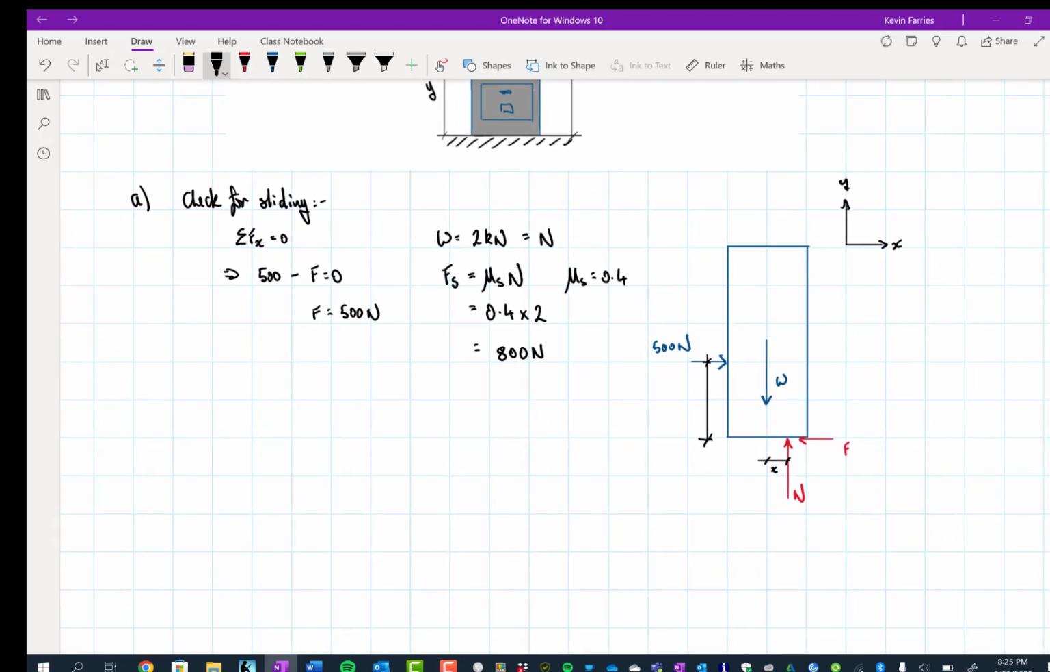So therefore we know that the friction force we need is less than the static friction, the maximum we can get. So remember the graph. They're equal to each other up to a certain point and then it drops away. And this is your Fs here. It's the maximum friction you can get. So F is less than Fs, therefore it will not slide.